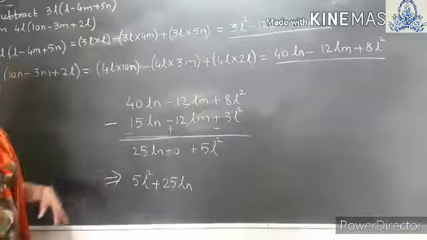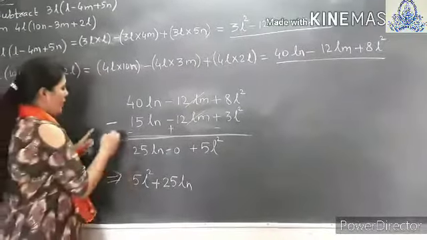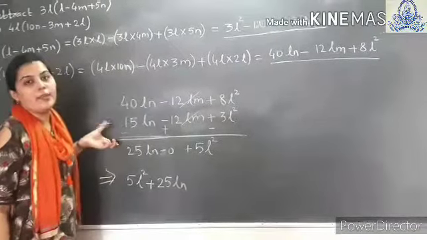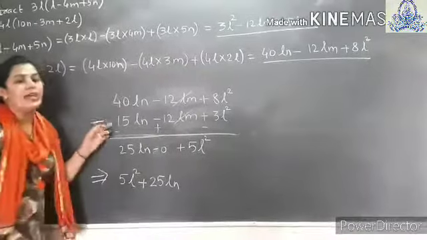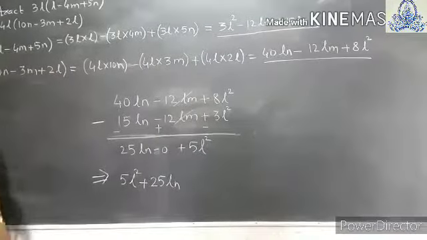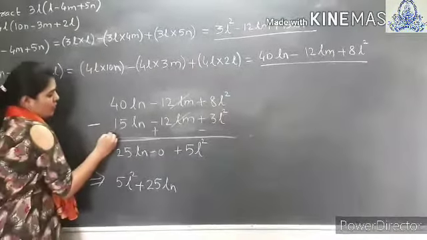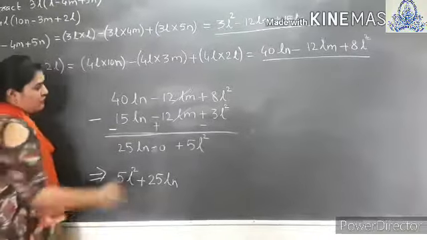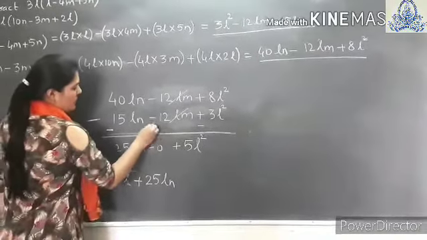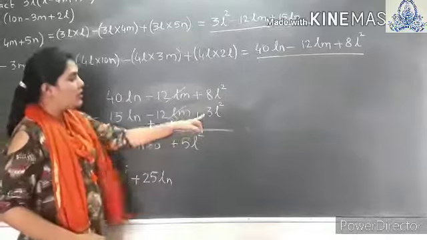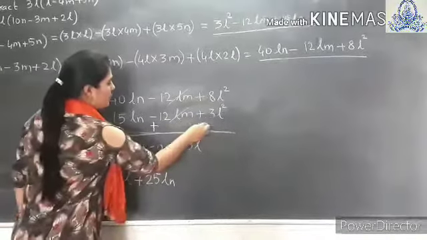In one of the previous videos I told you that when we have to subtract two expressions, we change the sign of the second expression. So here it is positive, so here we will make it negative. Here it is negative, so here we will make it positive. Here it is positive, so here we will make it negative.